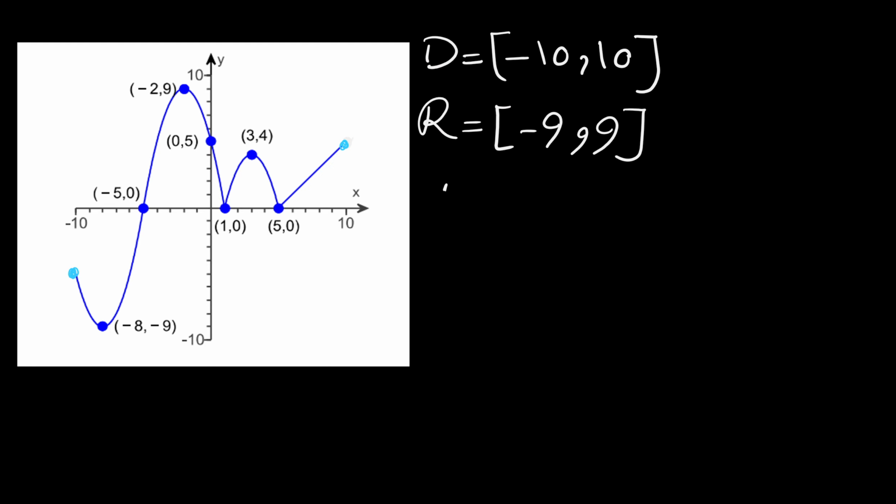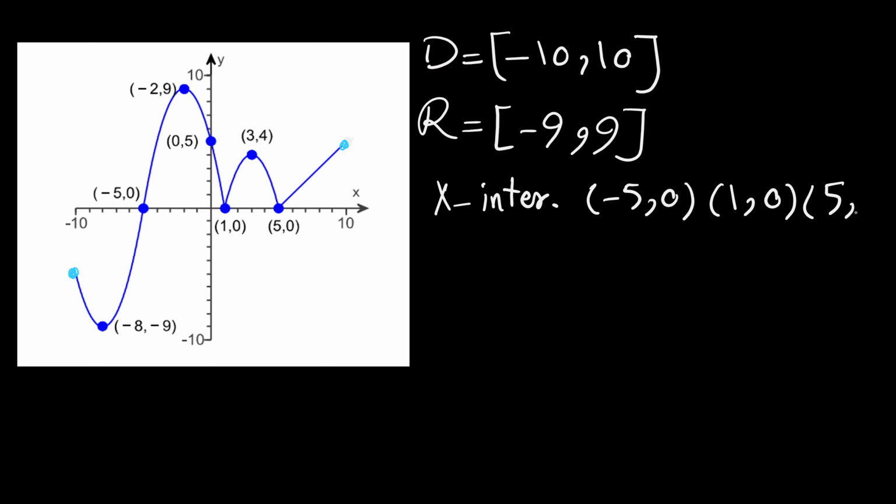What we know about x-intercept? There are 3 x-intercepts for the function: point -5 and 0, 1 and 0, 5 and 0. How about y-intercept? Y-intercept for the function is point 0 and 5.